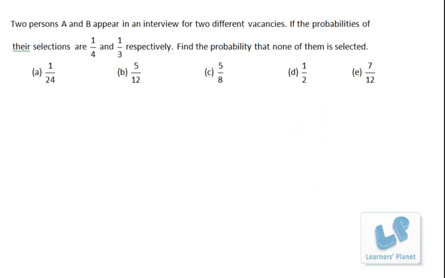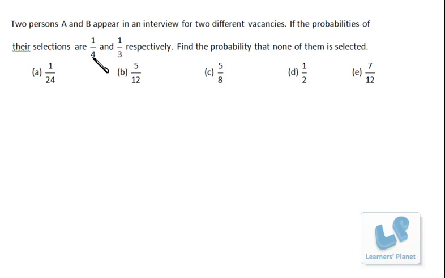Now a very simple problem on probability. Two persons A and B appear in an interview for two different vacancies. If the probabilities of their selections are 1/4 and 1/3 respectively, find the probability that none of them is selected.